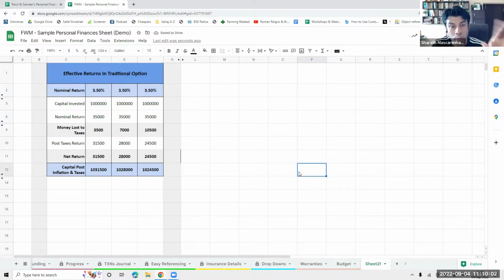What do we understand by nominal return? Nominal return is any return that is just mentioned by the provider to whom you've lent your money. So when you see 3.5% or 7% or 6%, that is nominal return. So if I put in a capital of 10 lakh rupees, my nominal return is 35,000 rupees. Now, what are two of your largest wealth detractors? Two aspects that destroy your wealth.